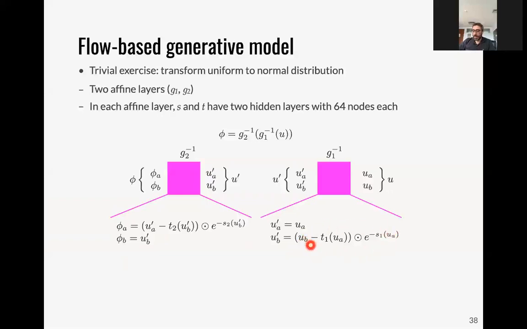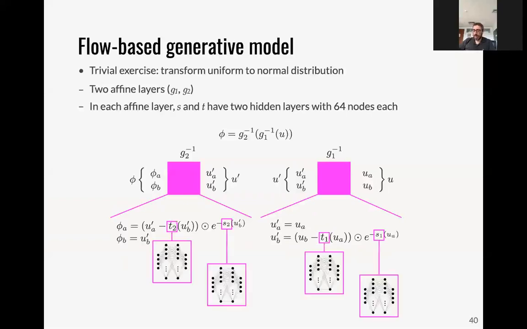And then this is this affine transformation, which I showed you before. And now S1, T1, and S2 and T2 are neural networks, which means they have a shape that looks like this. So in this specific case, the input layer is fixed by the number of inputs you have, and the output layer is fixed by the number of outputs you have. But in the intermediate layer, the number of nodes is tunable. In this case, I use 64. But that's something that you can play with.